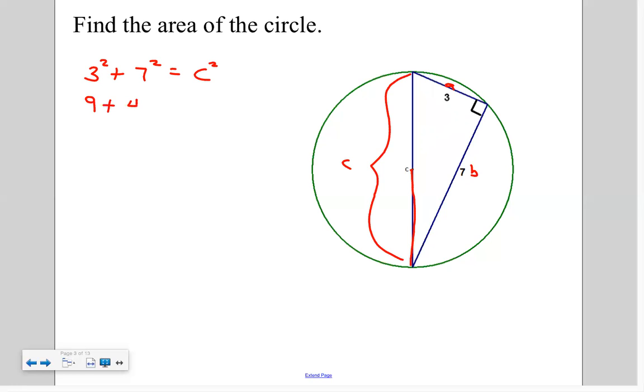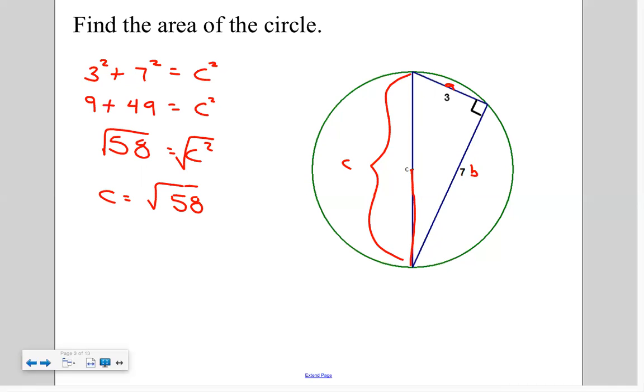9 plus 49 equals c squared. 58 equals c squared. To find c, I take the square root. All right. Now I know what I'm doing, and you guys probably do too, but I don't like the way that looks, because I know radical 58 doesn't reduce. So I got a big radical.